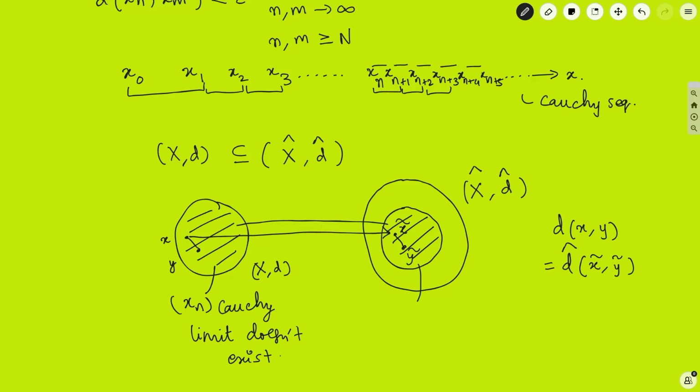But here, x_n is Cauchy, which implies the limit exists. So there is a limit for sure here. And it doesn't matter if you're picking sequences from the original space (X, d), or maybe some other sequences from this outer portion. It doesn't matter. If it's Cauchy, it converges. So that's the property of this bigger space (X hat, d hat). Okay, so that's completion. This whole thing is completion.